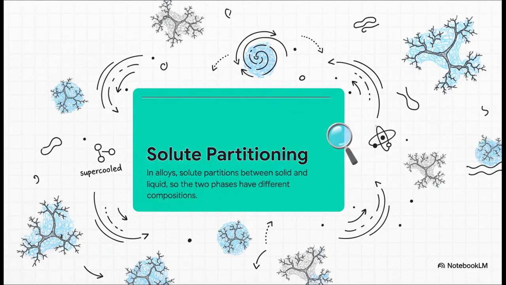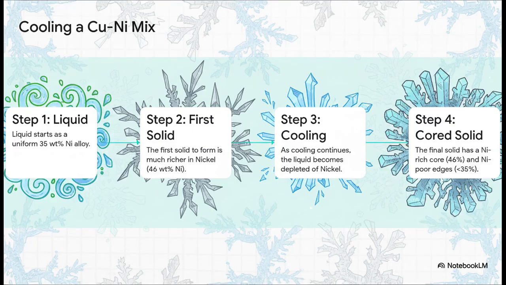Basically, as an alloy starts to freeze, the solid crystal that's forming is, well, it's kind of picky. It only wants a certain amount of the other atoms. So what does it do? It literally pushes or rejects the extra stuff, the solute, out of its way, back into the liquid that hasn't frozen yet. Let's walk through a real-world example here with a copper-nickel alloy.